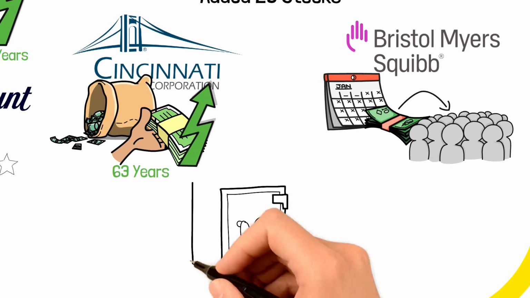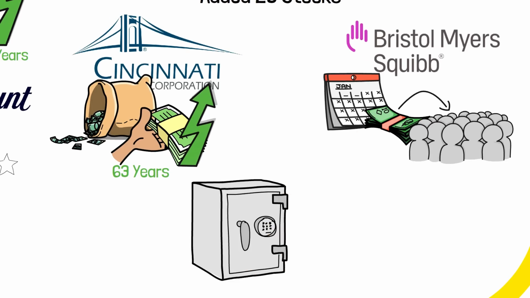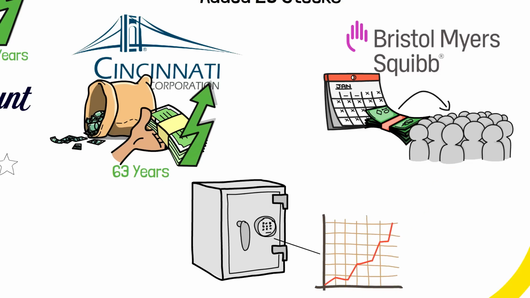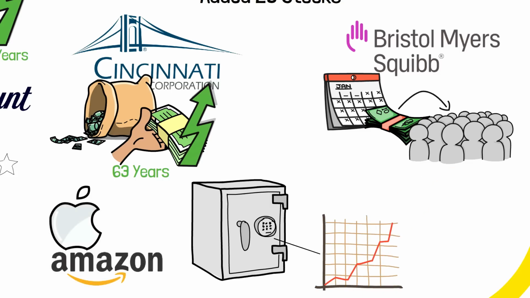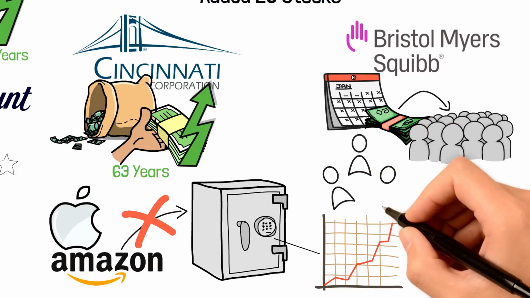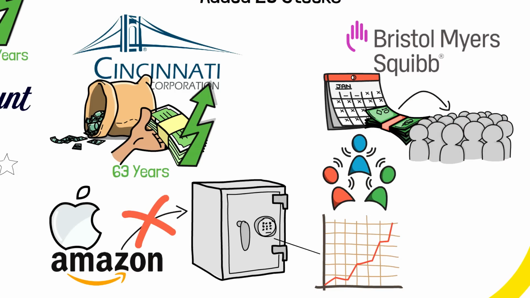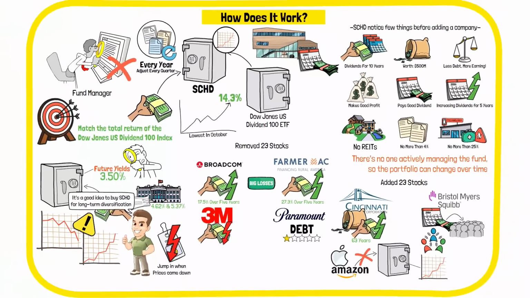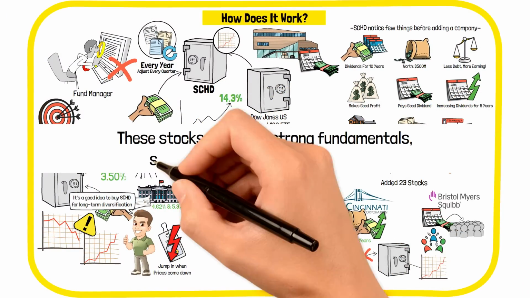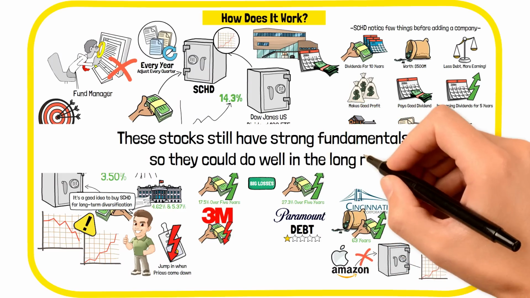Overall, SCHD follows a specific formula for its portfolio, and if you believe in that formula, it can be a good investment. It's managed to do well without relying on big tech stocks like Apple or Amazon. But still, some people criticized the recent changes, saying some added stocks have fallen in the short term. But these stocks still have strong fundamentals, so they could do well in the long run.